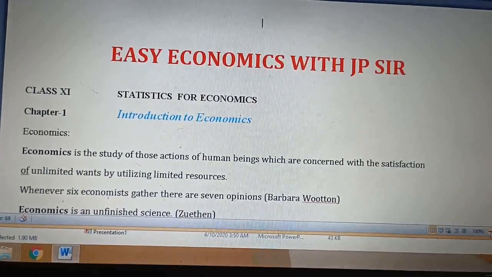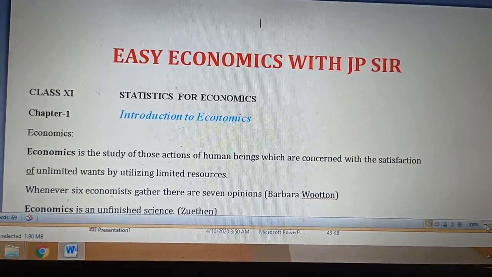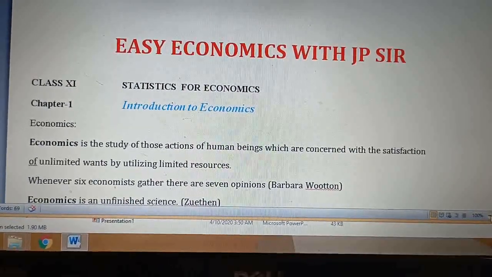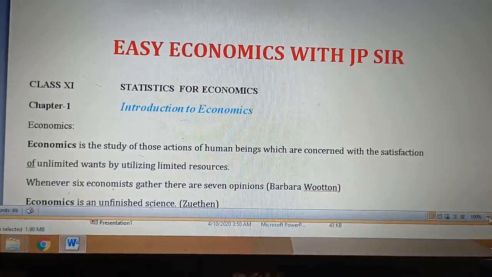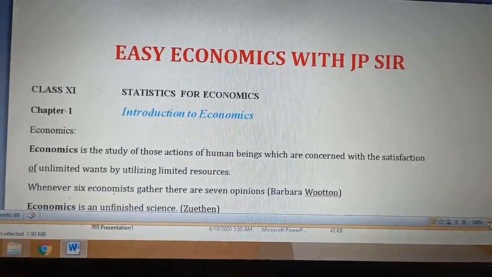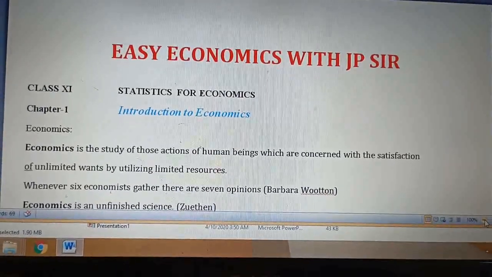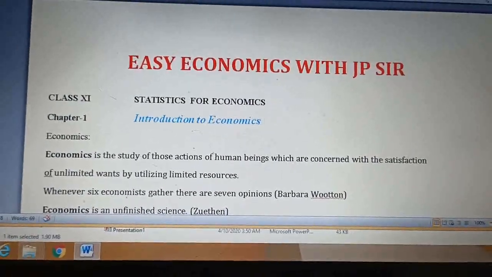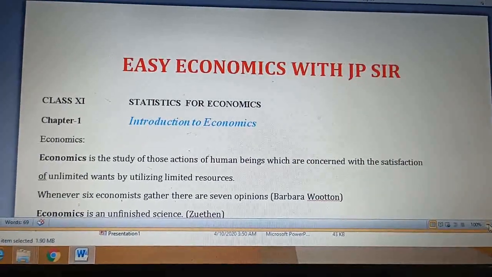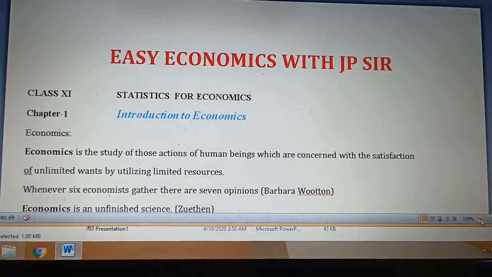First of all, we are very curious what is economics, what we are going to study in class 11 and then in our higher classes. Economics is the study of those actions of human beings which are concerned with the satisfaction of unlimited wants by utilizing limited resources. We know very well there are limited resources which have alternative uses. How to satisfy unlimited wants with limited resources, that is the subject matter of economics.